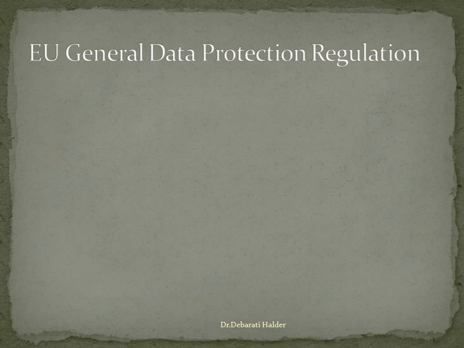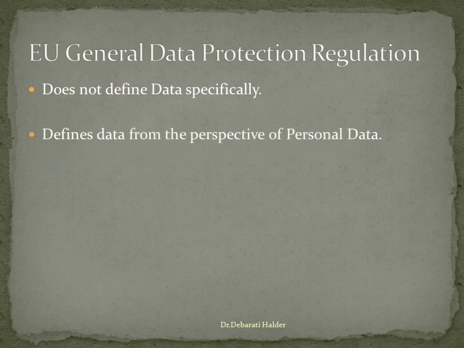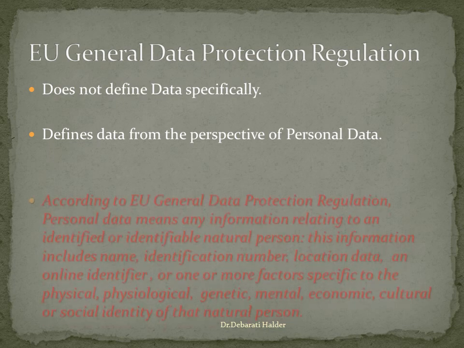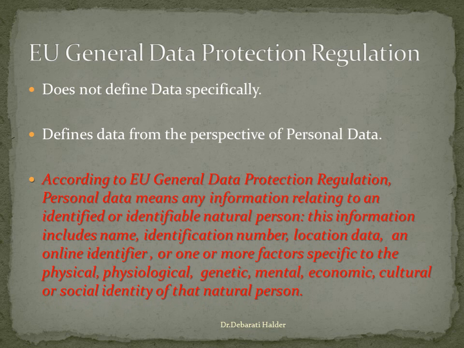Now, let us understand the meaning of data from European Union General Data Protection Regulation. Here also, the term data is not defined specifically. EU GDPR defines data from the perspective of personal data. According to EU GDPR, personal data means any information relating to an identified or identifiable natural person. This information includes name, identification number, location data, an online identifier, or one or more factors specific to the physical, physiological, genetic, mental, economic, cultural, or social identity of that natural person.